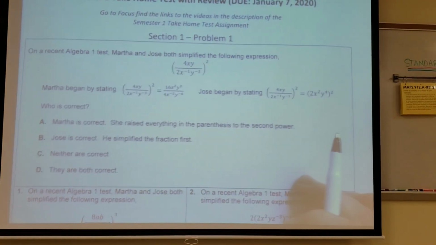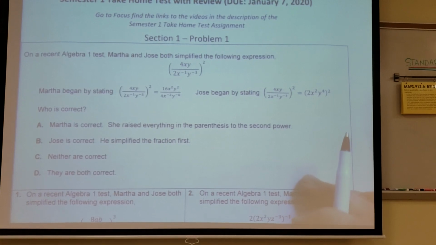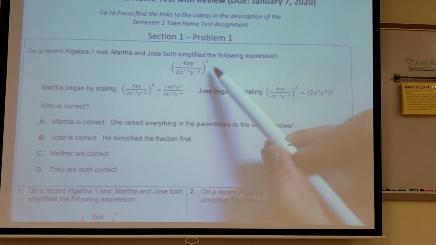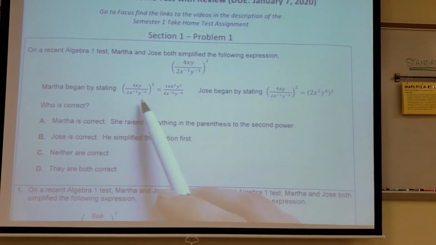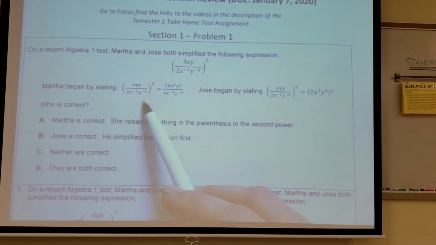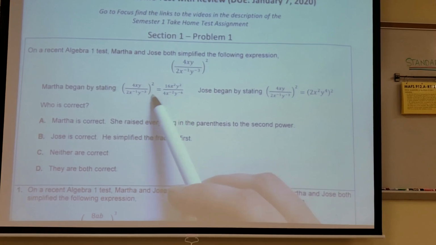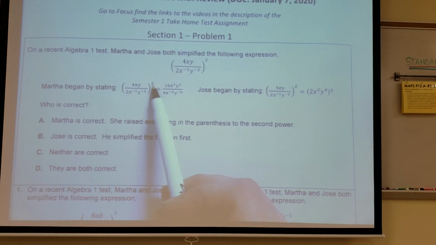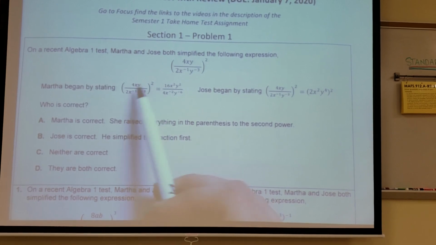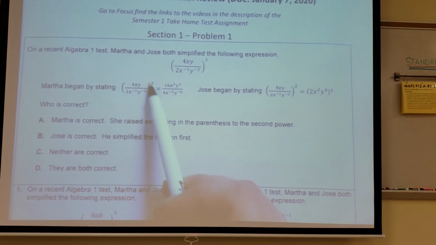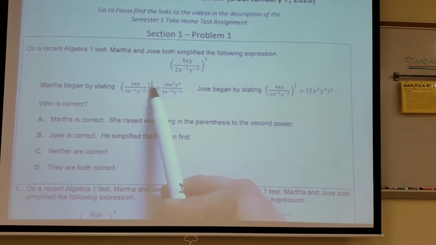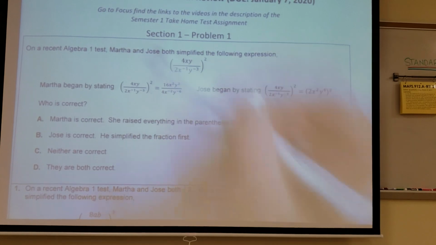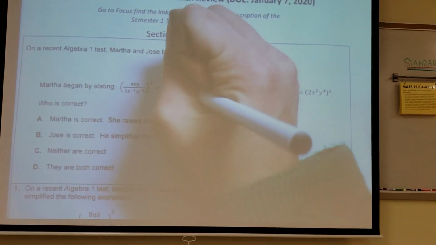All right. So it says, on a recent Algebra 1 test, Martha and Jose both simplified the following expression. Martha began by stating this. So before I even continue reading in the question, I want to verify if what Martha did was true. So we have a fraction raised to the exponent. So using my power rules, anytime I have 4 raised to an exponent of 2, remember that's 4 times 4, not 4 times 2. So 4 times 4, right up here, gives me 16.